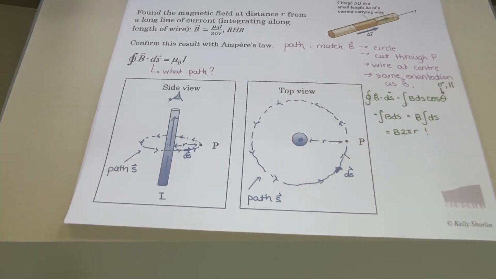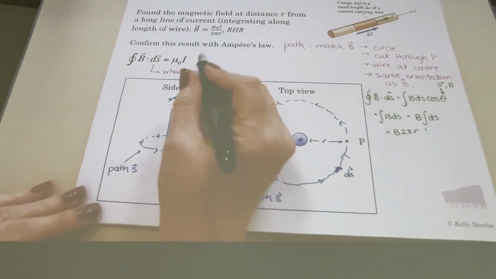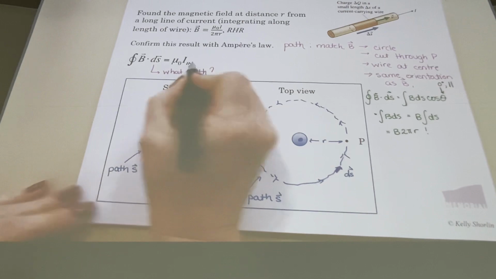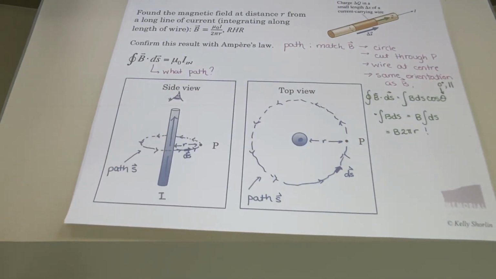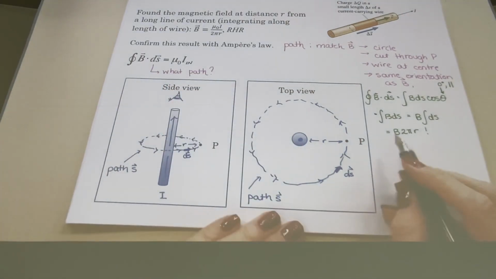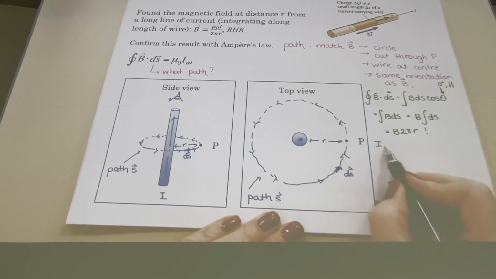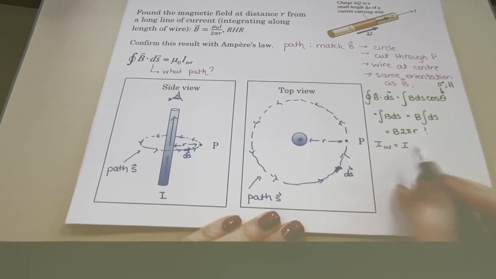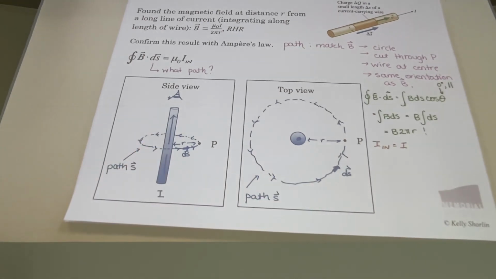The right-hand side is not too difficult. So this equation should have an I in on it. The current inside our path, I in, is just the current flowing through the wire. So the entire wire with its entire current is all inside the path, so current inside is current in the wire. Okay, let's put it together and get our answer.